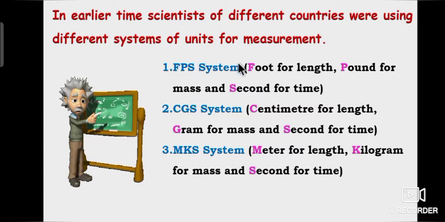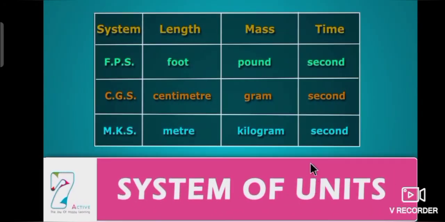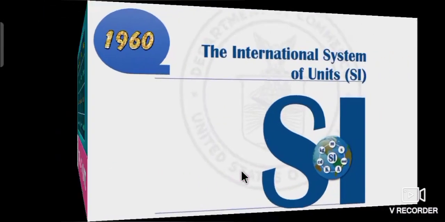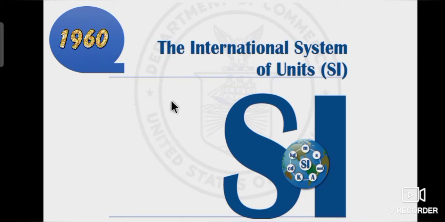In the FPS system, foot for length, pound for mass and second for time. In the CGS system, centimeter for length, gram for mass and second for time. In the MKS system, meter for length, kilogram for mass and second for time. So once again, in earlier times scientists used the FPS system, CGS system and MKS system. Now we are going to study about the international system of units.